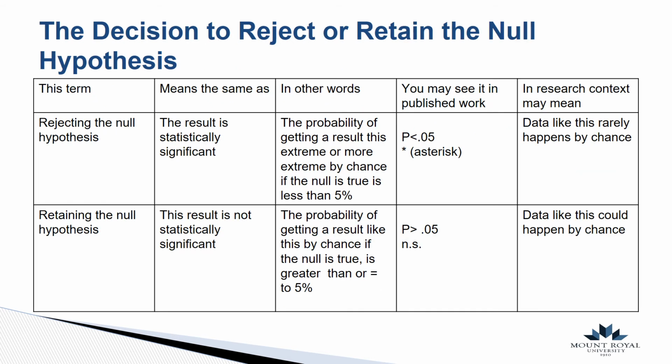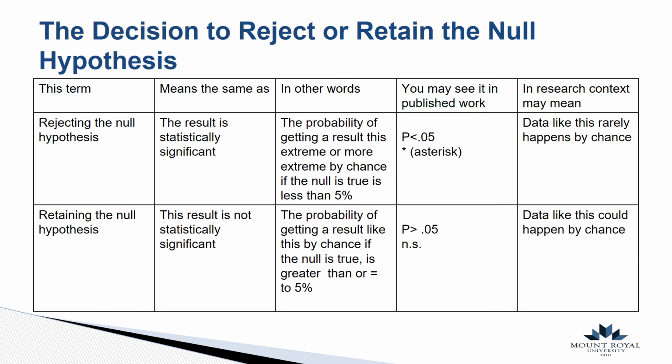So as I mentioned, I love charts and graphs and tables, and so I created this little table as kind of a quick summary around decisions to reject or retain the null hypothesis. So let's move from the left to the right on the first term. So rejecting the null hypothesis. This means the same as the result is statistically significant. Another way to describe it is the probability of getting a result this extreme or more extreme by chance if the null hypothesis is true is less than 5%.